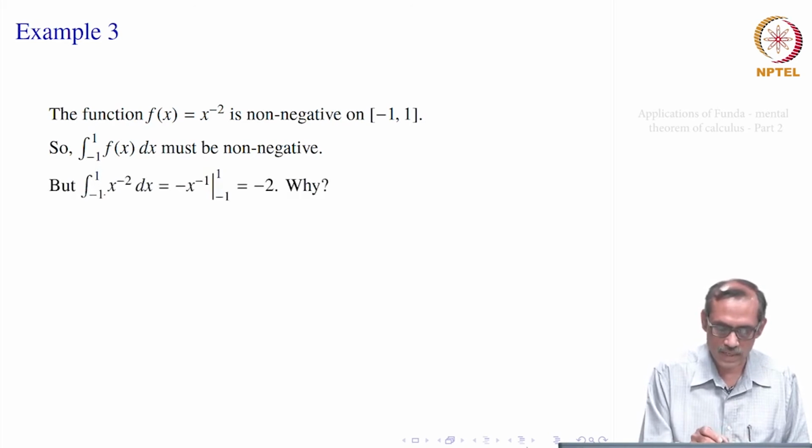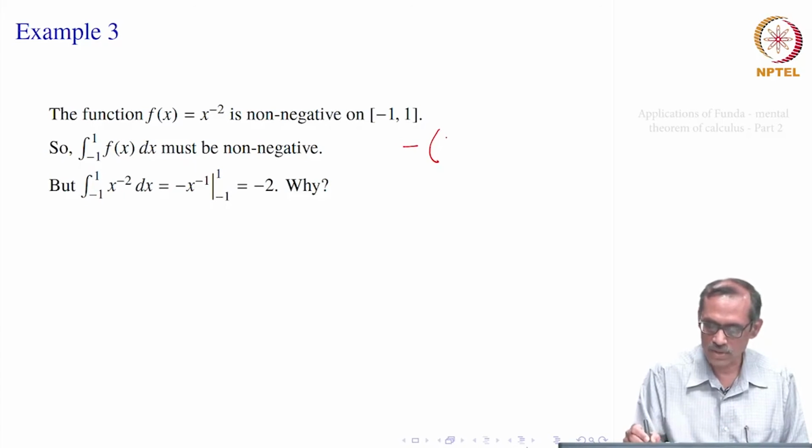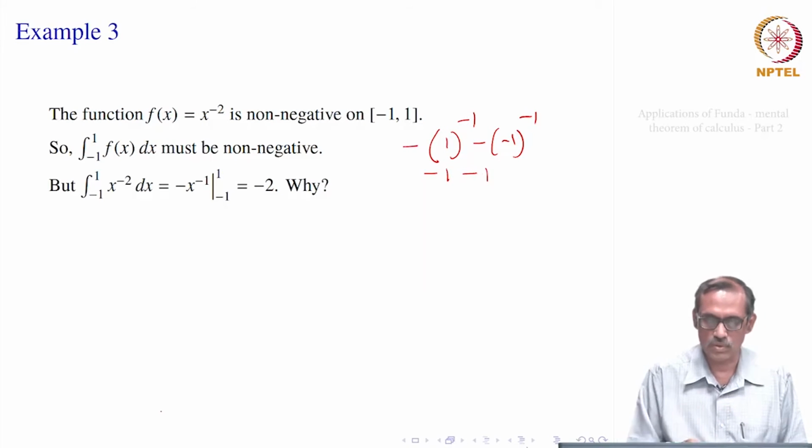But if you calculate exactly, the integral from minus 1 to 1 of x to the power minus 2 dx is minus x to the power minus 1 evaluated at 1 and minus 1. So, that gives minus 1 to the power minus 1 minus minus 1 to the power minus 1. So, that gives minus 1, this is again minus 1. So, you get minus 2.